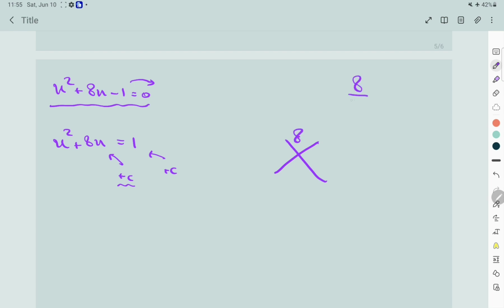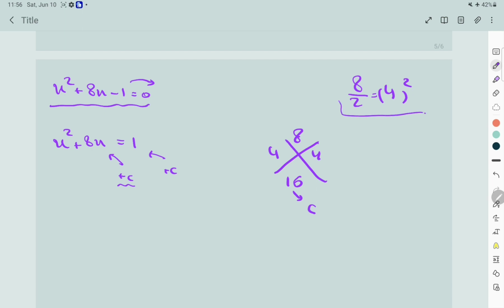If we divide 8 by 2, we get 4. So 4 plus 4 adds up to 8, and we multiply them together to find our C value. 4 times 4, it must be squared. So this is the constant we found that we have to add to our right side and to our left side.